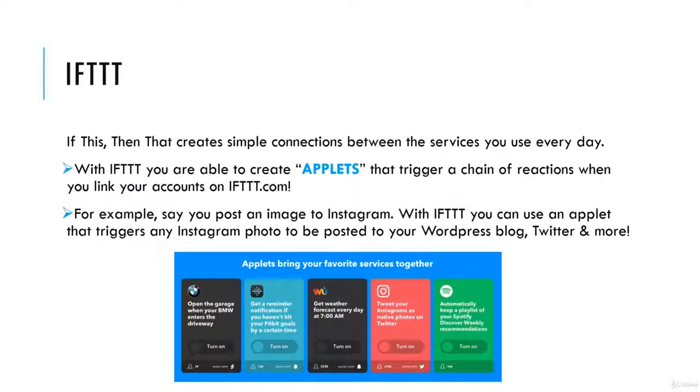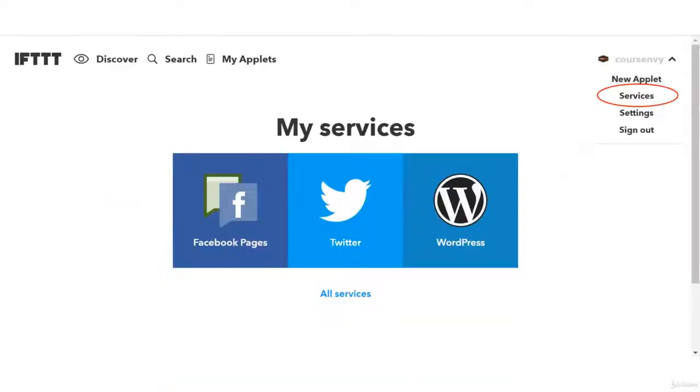So first head over to ifttt.com and create an account for your business. Once you're signed in, click your username in the top right corner and click Services. Before you can start linking accounts with If This, Then That, we need to sign in to our various services. As you can see, I've linked my Facebook page, Twitter, and WordPress blog to this If This, Then That account.